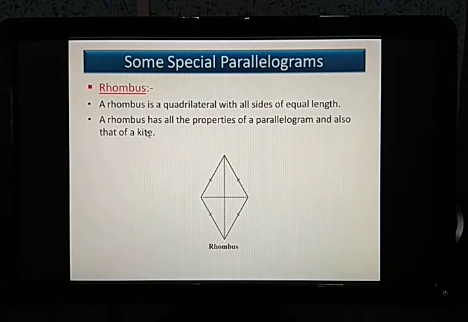As well, if we see the definition of a kite, the pairs of consecutive sides, there are 2 pairs of consecutive sides, these and these and these and these, that are also equal. So it satisfies the definition of a kite also. Clear? So a rhombus can be considered as a parallelogram, and also it is a type of kite.